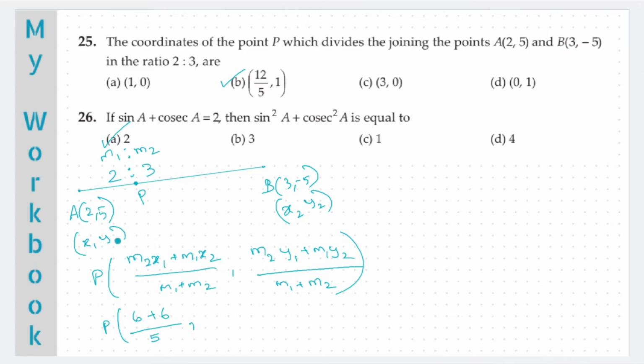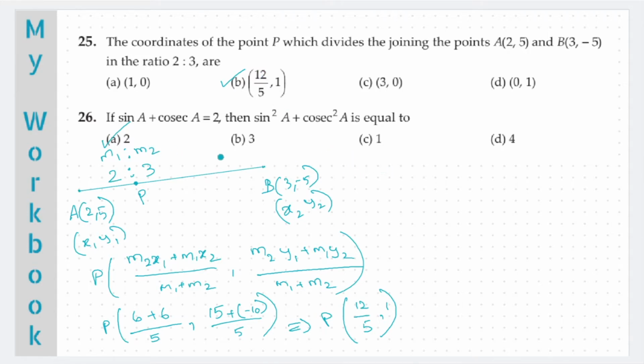m2 y1 is 5 3s are 15 plus m1 y2 is 2 into minus 5, so it's minus 10 by 5, which implies P's coordinates are 6 plus 6, 12 by 5, comma 15 minus 10 will be 5, 5 by 5 will be 1. So option B, 12 by 5, comma 1 is the answer.